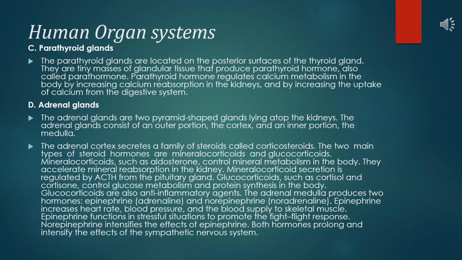The adrenal medulla produces two hormones, epinephrine (adrenaline) and norepinephrine (noradrenaline). Epinephrine increases heart rate, blood pressure, and the blood supply to skeletal muscle. Epinephrine functions in stressful situations to promote the fight-or-flight response. Norepinephrine intensifies the effects of epinephrine. Both hormones prolong and intensify the effects of the sympathetic nervous system.